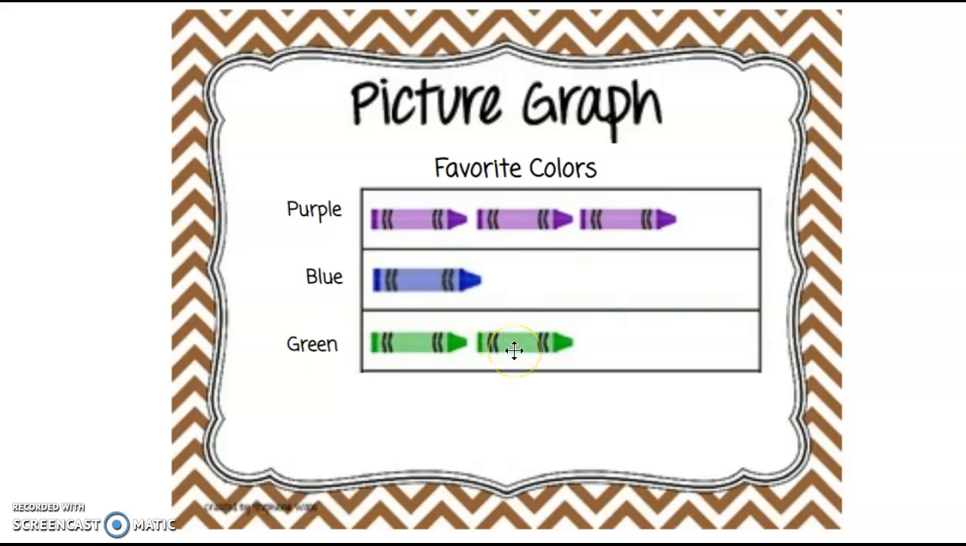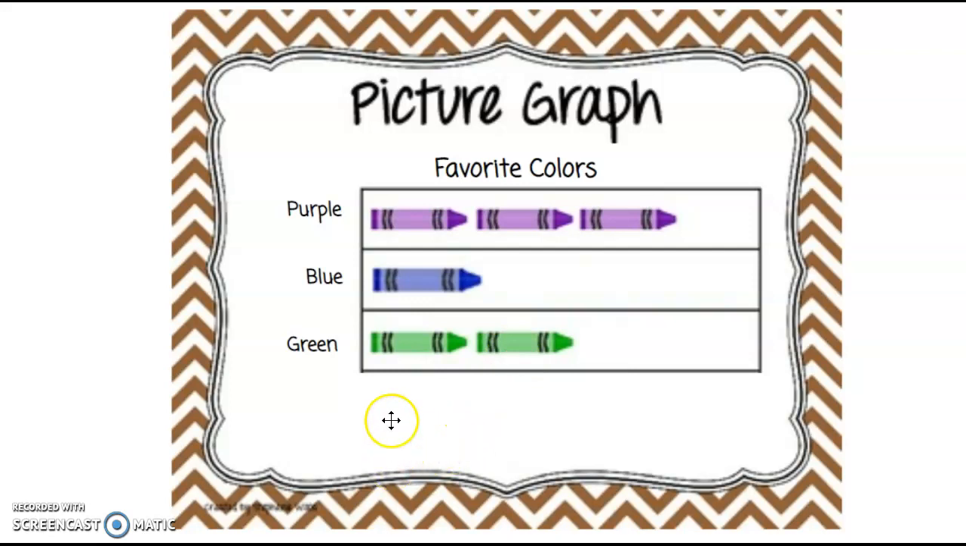1, 2. I could also ask you how many people were asked about their favorite color. Now that might be a tricky question. Think about it for a moment. If I count all of the crayons, that will tell me how many people were asked to gather this data or this information. They asked 1, 2, 3, 4, 5, 6 people what their favorite color was.